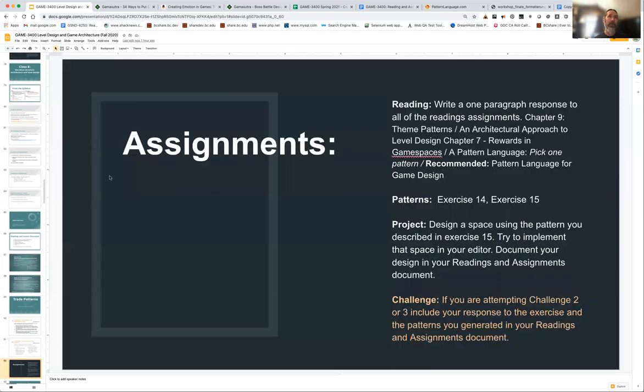And then to conclude really quickly, your assignments this week, again, you're doing your one paragraph writing about each of the writing assignments, finishing up exercise 14, finishing exercise 15 and entering it into the pattern library. Your design project is again going to be designing a space using the pattern you're given from exercise 15, and then trying to implement that space in the editor, trying to bring it to a higher level of polish this time. Avoid using too many assets from the asset store, especially for things that are core to the pattern you're trying to implement.